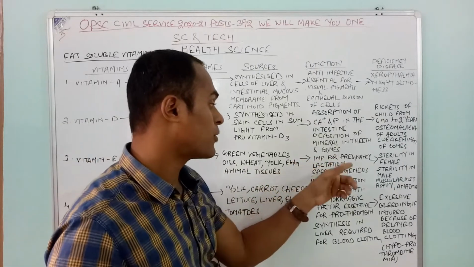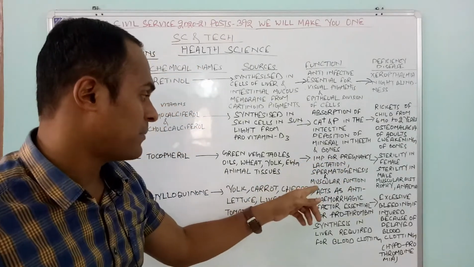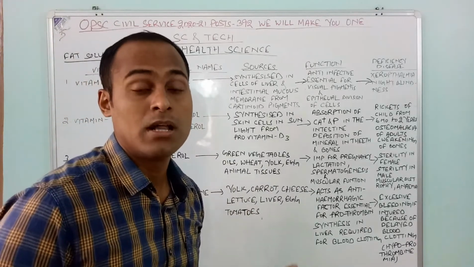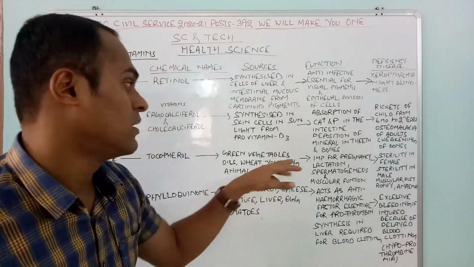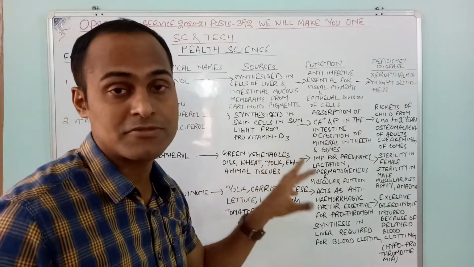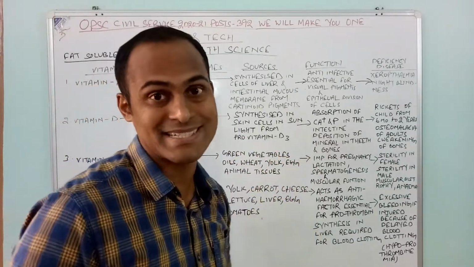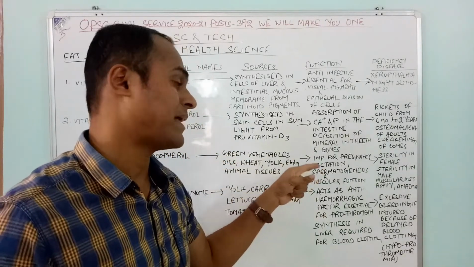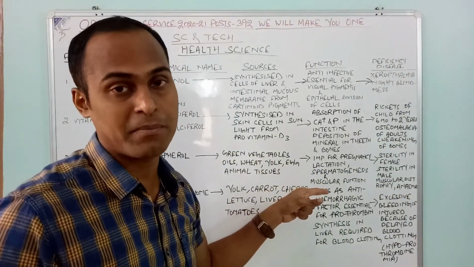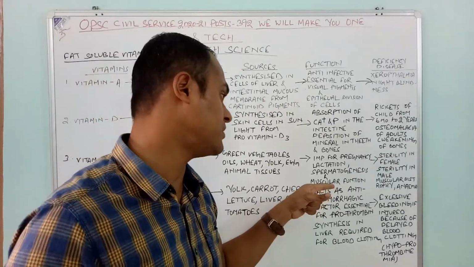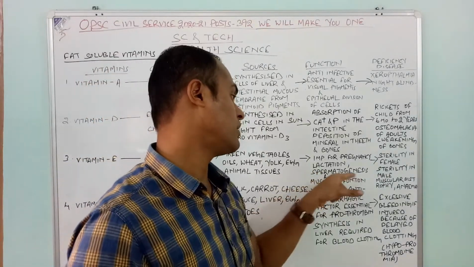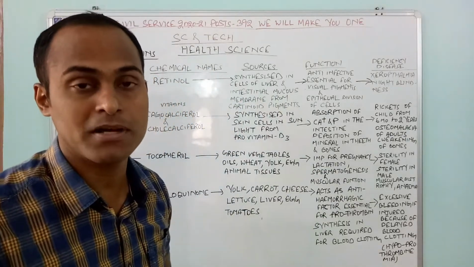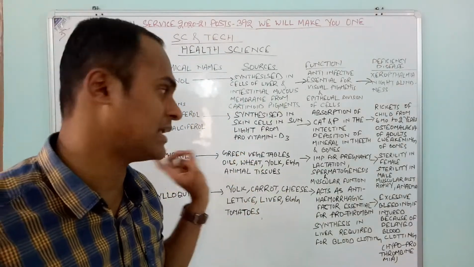Then it is important for pregnancy, lactation, spermatogenesis and muscular function. Very important. There will be a question regarding this, which vitamin is very much responsible for pregnancy and lactation? You have to write vitamin E. Then spermatogenesis. In males it is spermatogenesis, the formation of sperms, and muscular function also. Which vitamin is responsible? Again the vitamin is vitamin E.